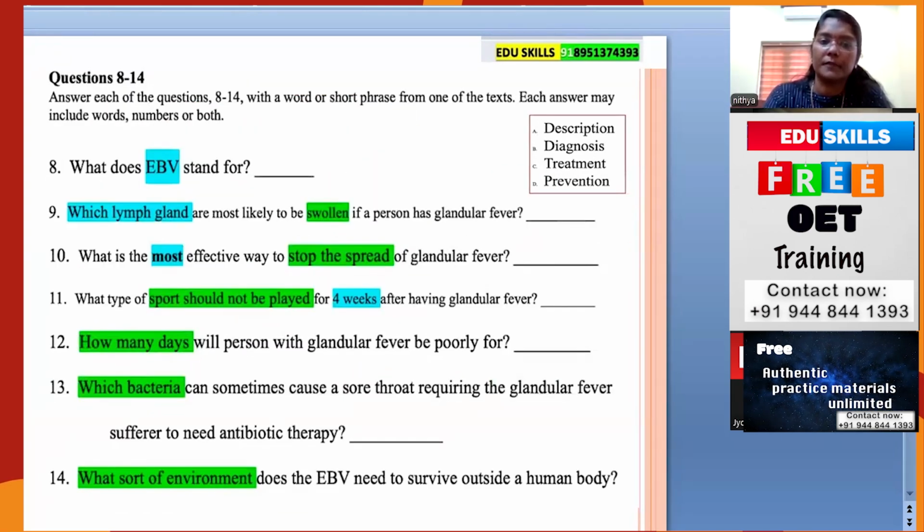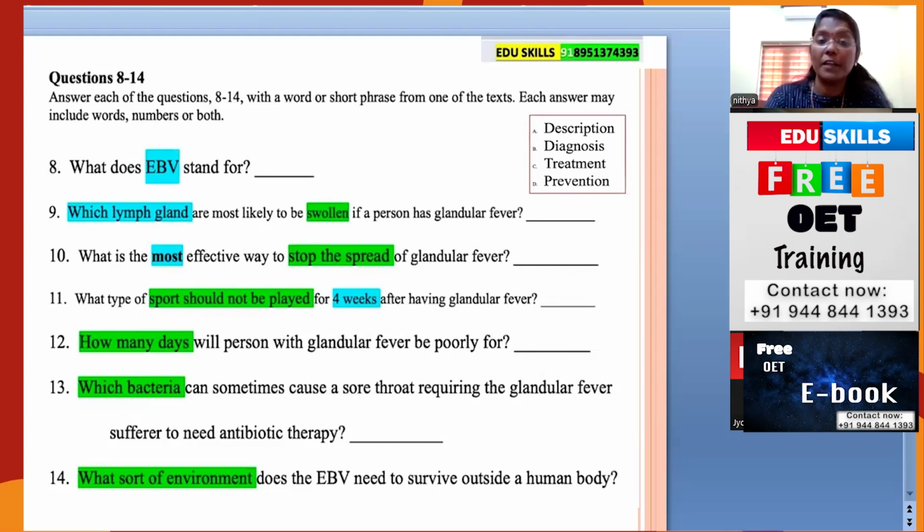Then the hedging word of the eighth question: what does the EBV stand for? Where is the EBV in these four texts? Just mention that text only. Then the ninth question: which lymph glands are most likely to be swollen if a person has glandular fever? Where will it be? Signs and symptoms, from these four texts, where can we see it?